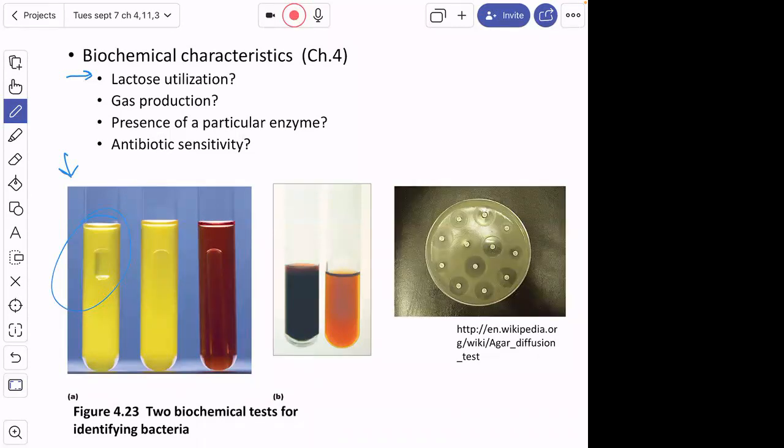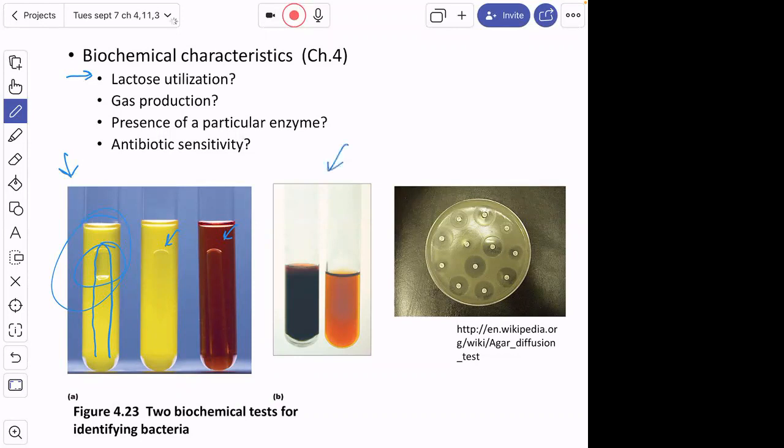There's actually a little upside down tube in here that's used to catch gas. So you can see a gas bubble in this tube and not in either one of these. That just means the organism is using a particular fermentation pathway that will give gas as a byproduct. So that's one further way to characterize, give us a little more information about the organism.